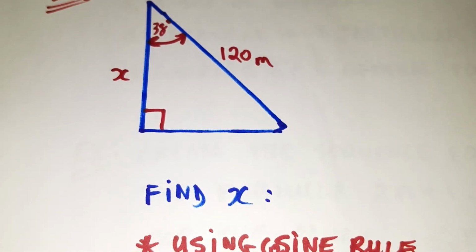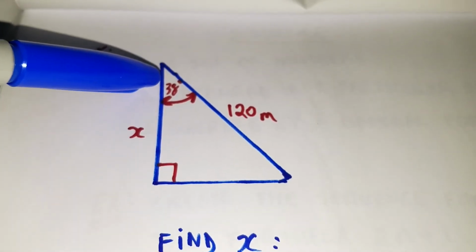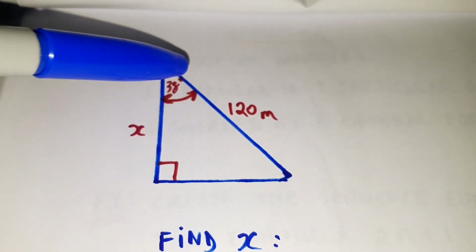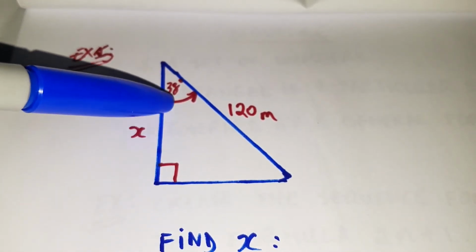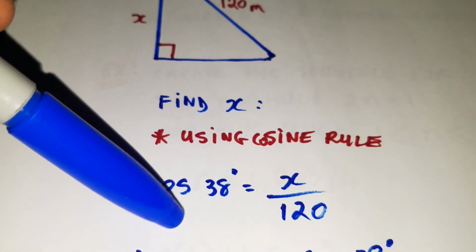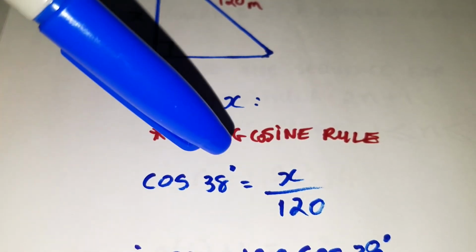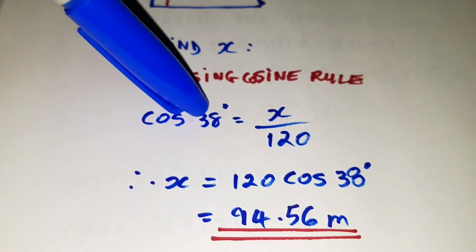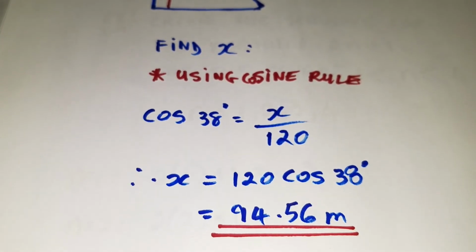Now, moving to another example, example 5, we want to find the unknown side X. We have an angle 38. We have the hypotenuse of 120. Now, if we already have the hypotenuse and we have the reference angle as 38, X would be the adjacent to 38. So adjacent and hypotenuse would be cosine. So therefore, cosine 38 would be the adjacent, which would be X, divided by the hypotenuse of 120. Therefore, X would be equal to 120 times cosine 38, and will give us 94.56 meters for the unknown side X.